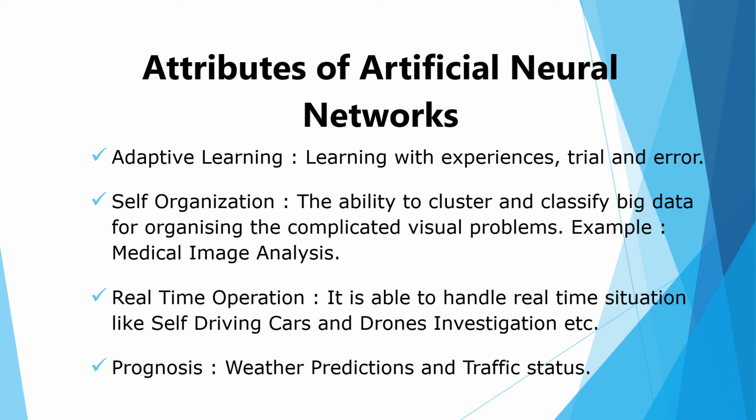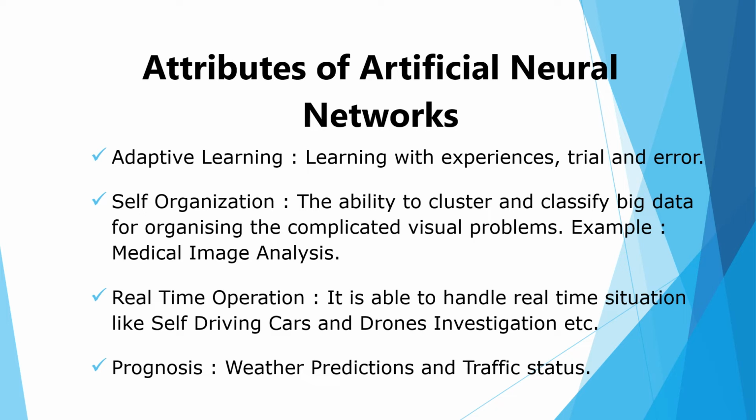The attributes of artificial neural networks. First, it has the nature of adaptive learning. So it learns with experience, from whatever data is already fed into the system, with the help of trial and error. Concept, self-organization. It has the ability to cluster and classify big data. Clustering and classification is simply dividing the data on the basis of similarities and differences.